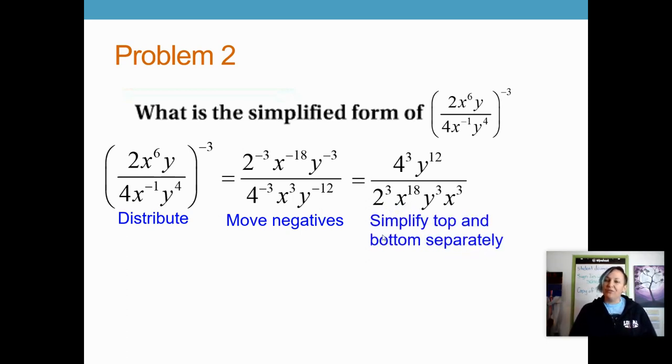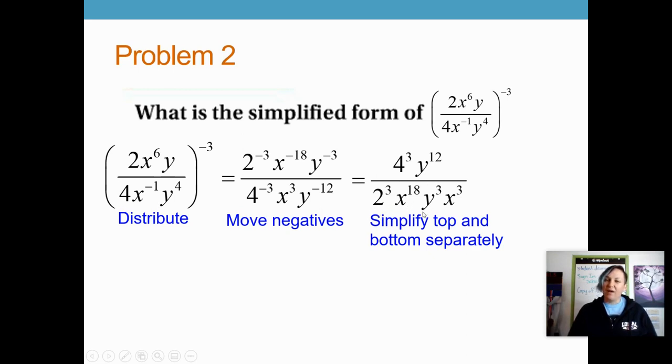Next, I'm going to simplify anything that I can on the top, and then completely separately anything I can on the bottom. On the top, the only thing that I can simplify is I can figure out what 4 to the 3rd is. 4 to the 3rd is 64. On the bottom, I can figure out what 2 to the 3rd is. 2 to the 3rd is 8.